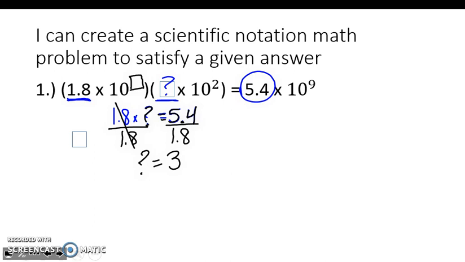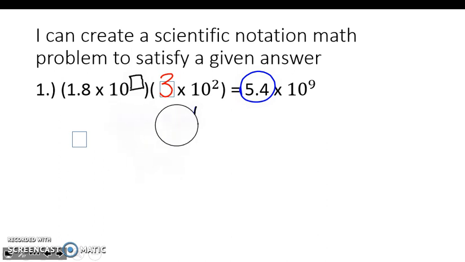Guys, you should check this. So what we're saying here is that this number right here should be 3. So let's check it. If this was the problem that I gave you, 1.8 times 3 should give us a new leading coefficient of 5.4. And we do.